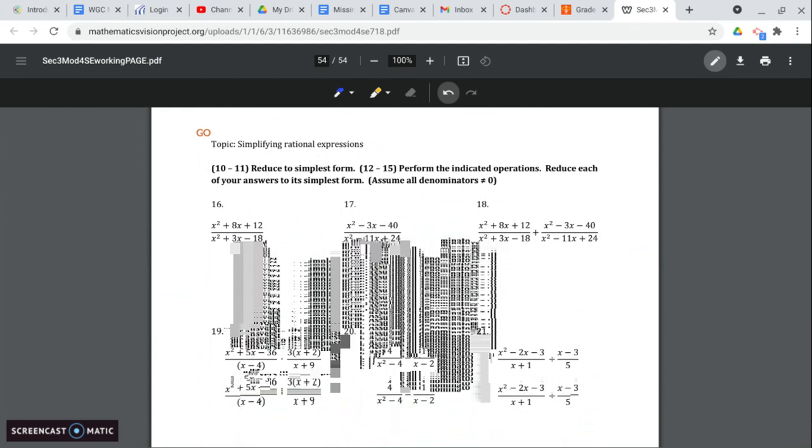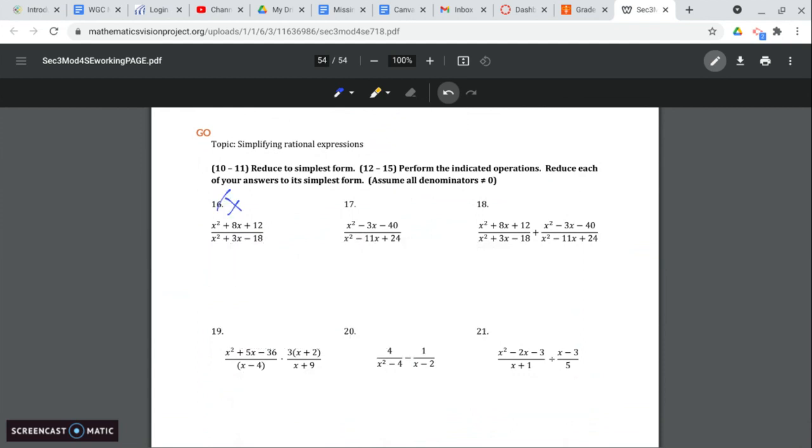Two things that multiply to give us 12 are x plus 6 and x plus 2, which add to give us 8. And on the bottom, we have x plus 6 and x minus 3. 6 and negative 3 will give us negative 18. Add them together, they'll give us positive 3. Now, what do they have in common? They have the x plus 6's in common. So simplest form will be x plus 2 over x minus 3.